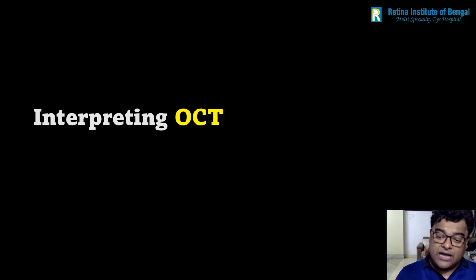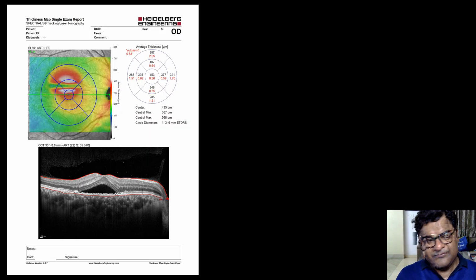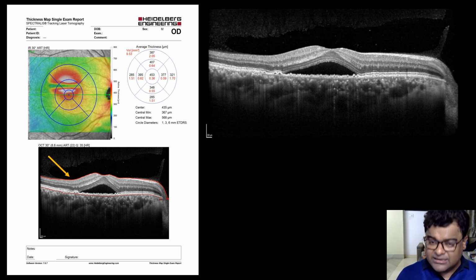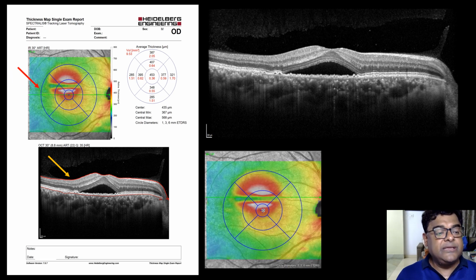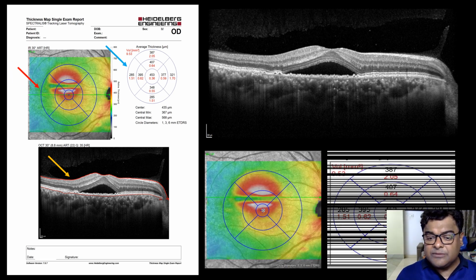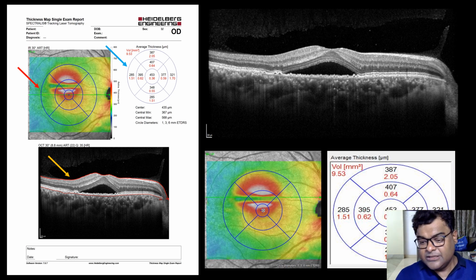Let us now see how we interpret OCT. When you get an OCT report, you will get something like this. There will be three parts. There will be a B scan, a line scan. There will be a topographical color coded map like this. And then there will be the numerical data map. You are supposed to see carefully all three.